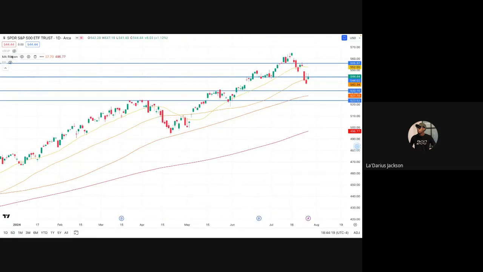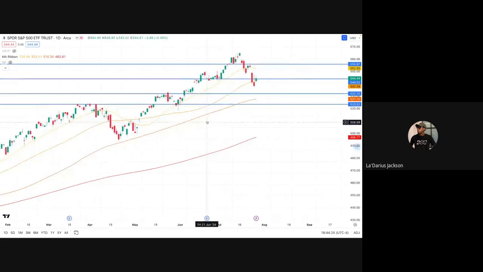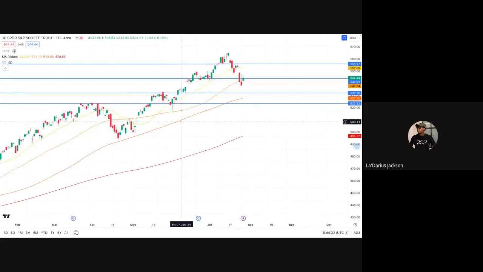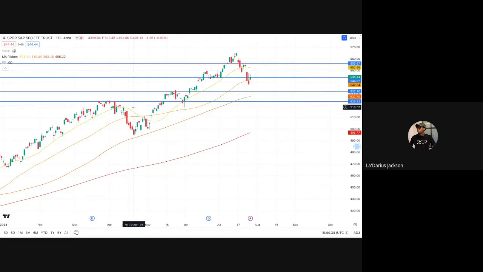MA ribbon. This is the indicator here. Again, top left-hand corner is going to tell us what we're looking at. So with the MA ribbon, a lot of people like to use 2 or 3 moving averages. I like to use 4. And using 4, I only pay attention to 1. Let me show you my setup.